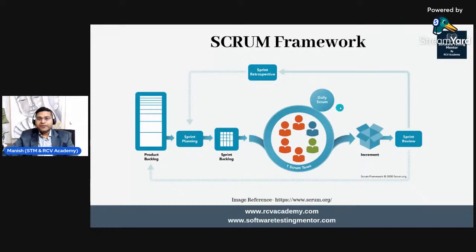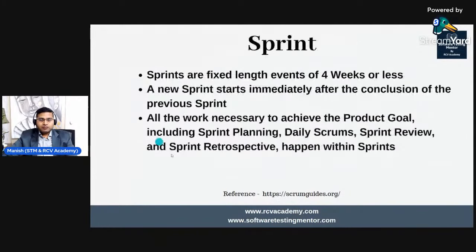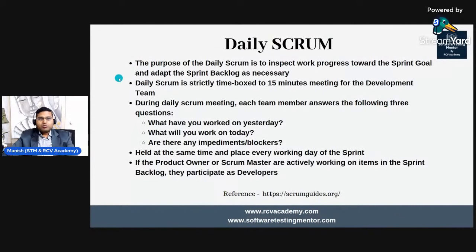So what exactly happens in daily scrum? Let's go to the daily scrum slide. Sprint is another slide, which we have already covered. It's basically a fixed length event, which is a 2 to 4 week cycle, right? Now, daily scrum: once the work has started, the team comes together every day, and mostly at the same place and same time to avoid any confusion.